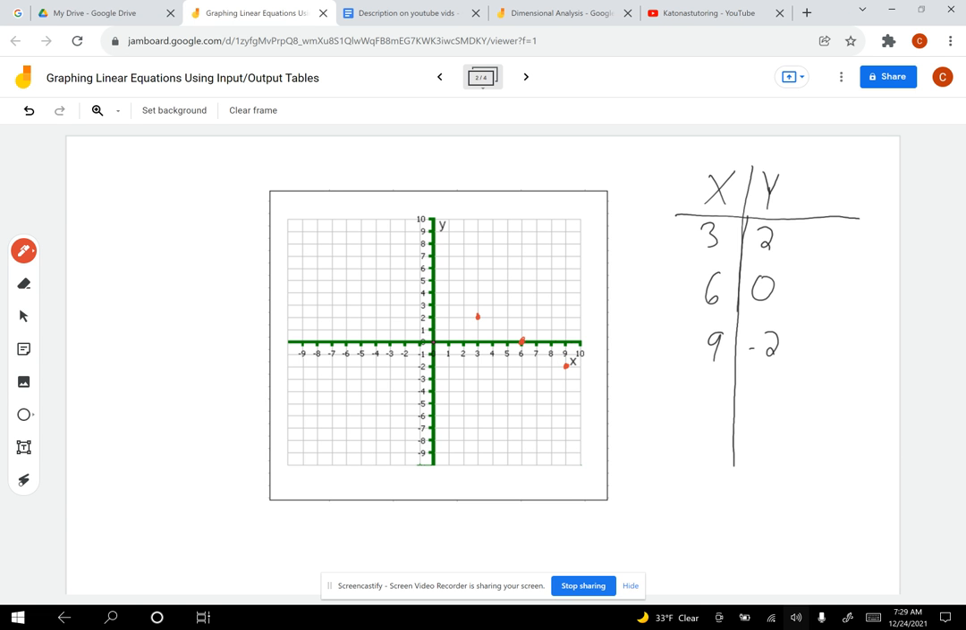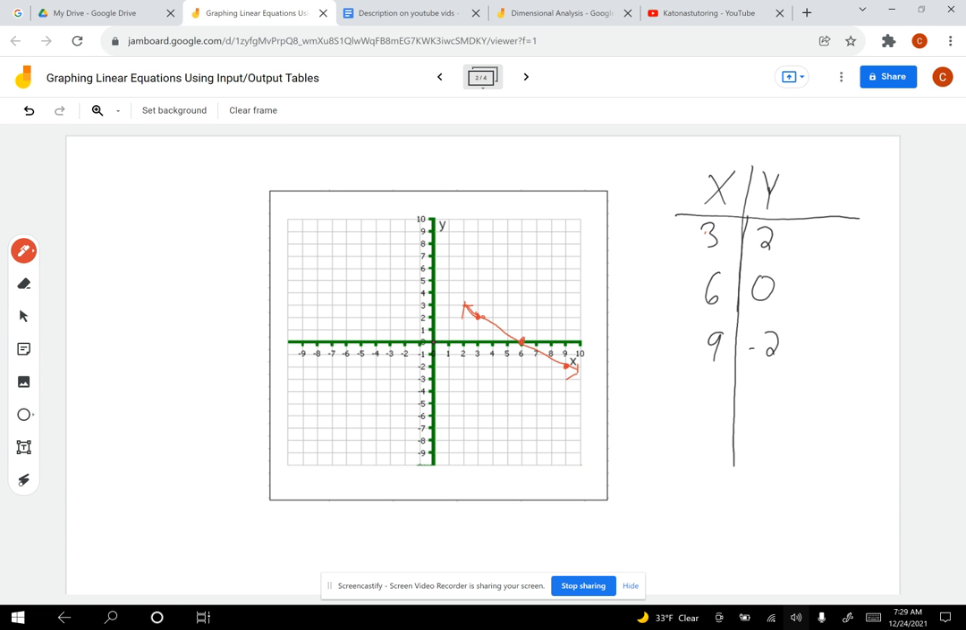Then I'm going to draw a straight line. That's pretty straight. And voila. Obviously, because it's going to continue, I can extend, and that's where it's not going to be straight, and make my arrows, because the line goes on for infinity. But that's essentially how we graph using input-output tables. Find your points, graph your points, get a straight line.